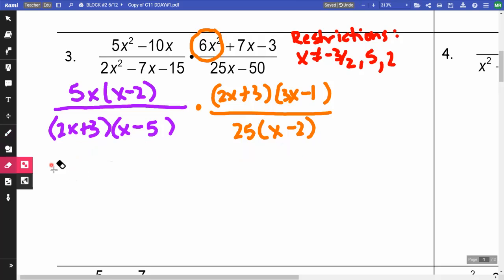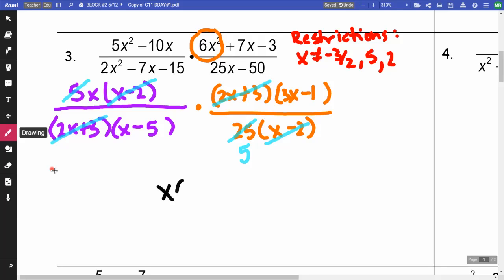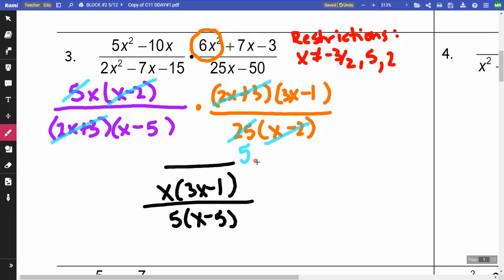Okay. So now let's see if we can simplify this. So I've got a 2x plus 3 and a 2x plus 3. I have an x minus 2 and an x minus 2. I have a 5 that can go into 25 5 times. And then I think that's all I can do in terms of simplifying. So on top, I'm going to have an x from here and a 3x minus 1. On bottom, I'm going to have an x minus 5 and a 5. So I'm going to write it as a 5 times x minus 5. And that's your answer.